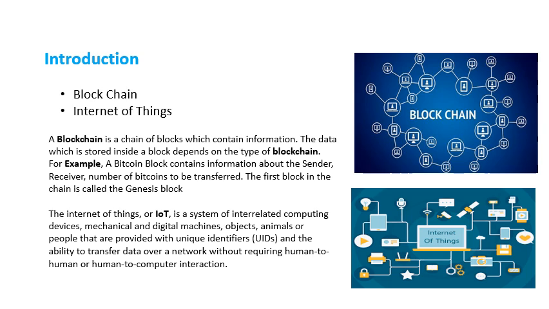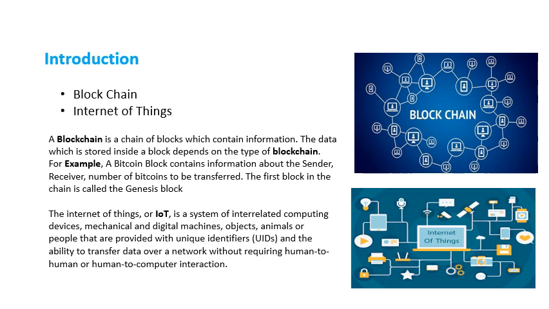Let's start with the introduction: blockchain and IoT. First, we know what blockchain is. A blockchain is a chain of blocks which contains information. The data stored inside a block depends on the type of blockchain. For example, a Bitcoin block contains information about the sender and receiver and the number of Bitcoins to be transferred. The first block is called the Genesis block, and the other blocks are contained in a chain.